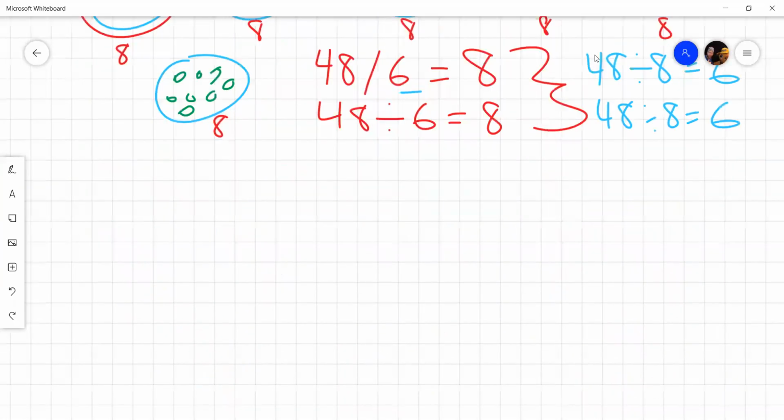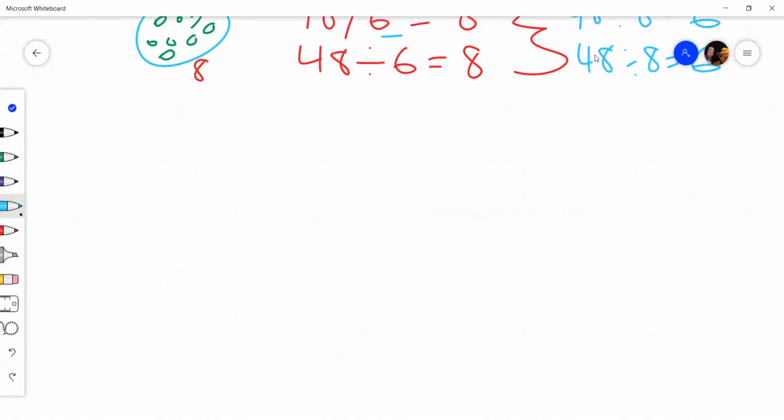So let's do another one. Let's say I have the 18 and we're going to divide it into 2 groups. Okay, so 18 divided by 2.